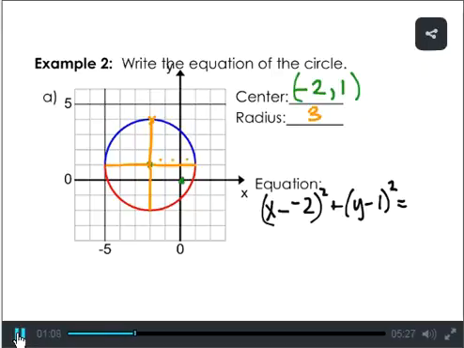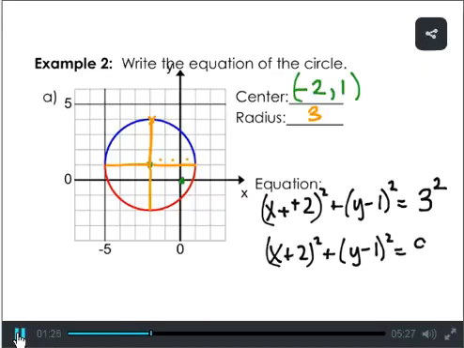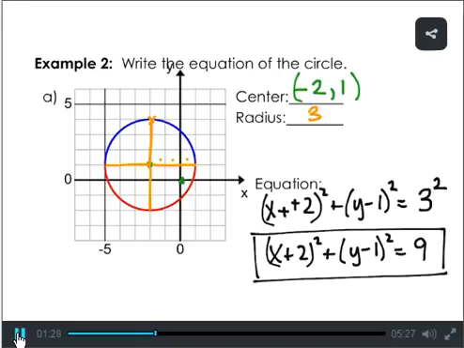So when I come back down to my equation, I'm going to write 3 squared. Now I just need to simplify this. Remember, a minus minus just becomes a plus, so I've got x plus 2 squared plus y minus 1 squared is equal to 9. And there's my equation. Notice that this is why it looks like the h and the k values are the opposite from what they are in the formula.